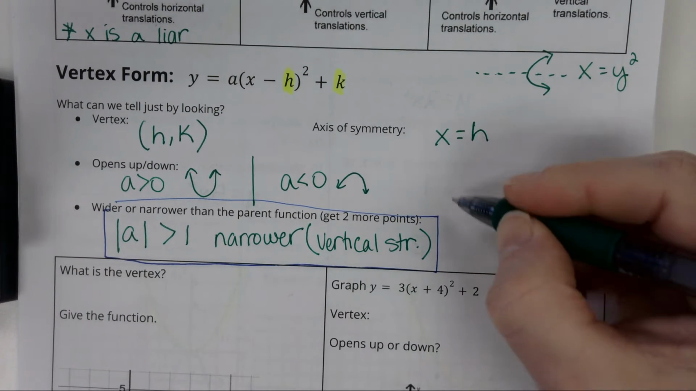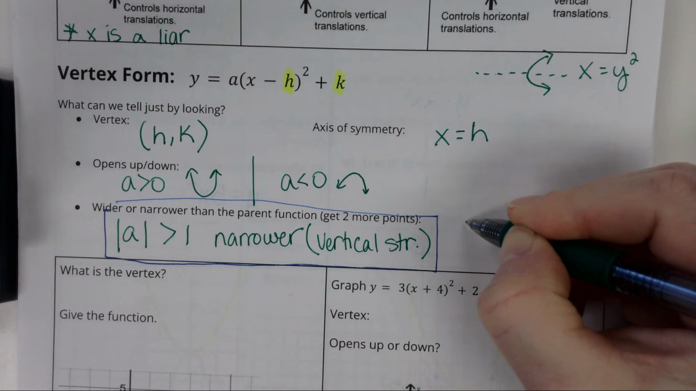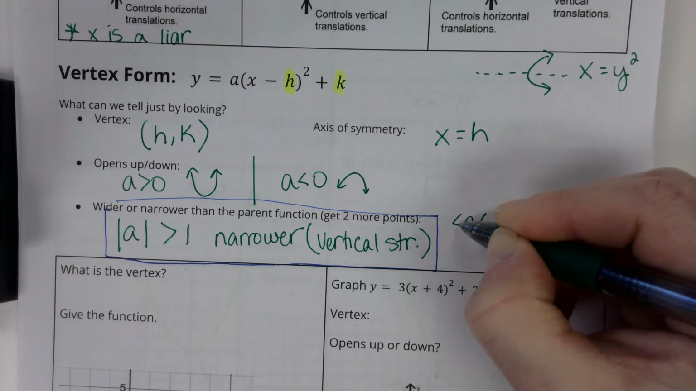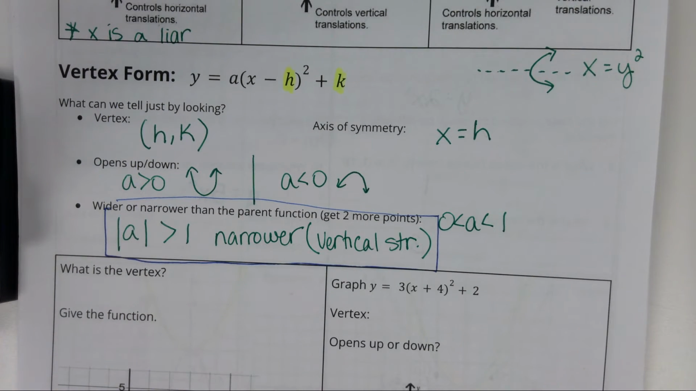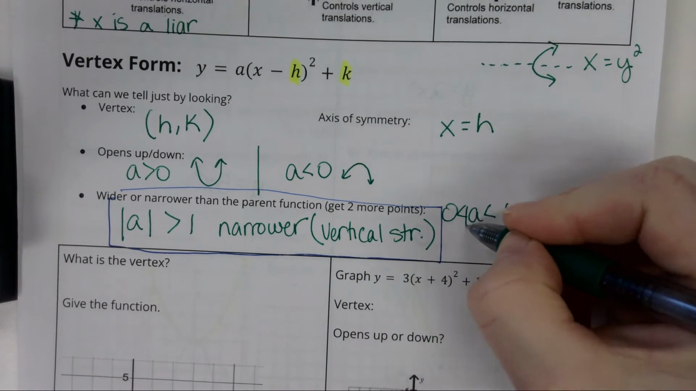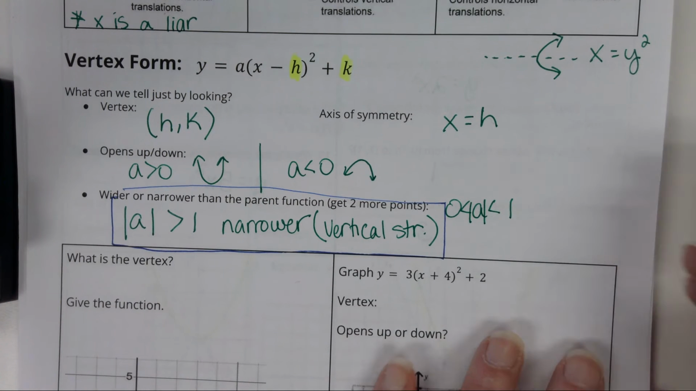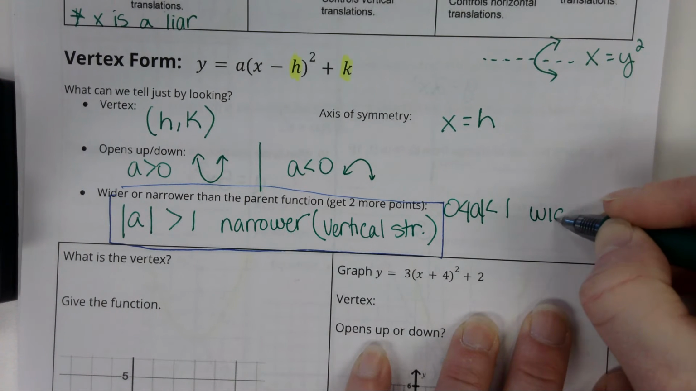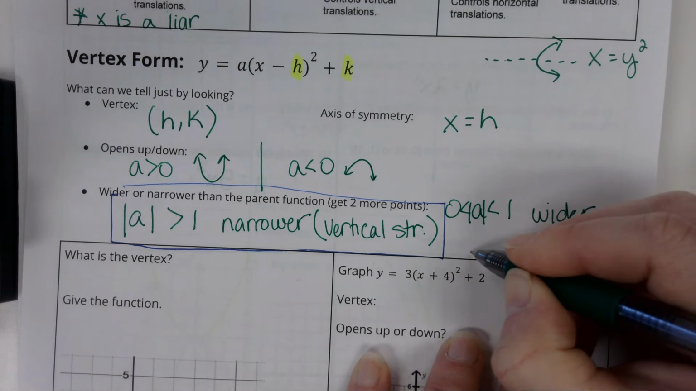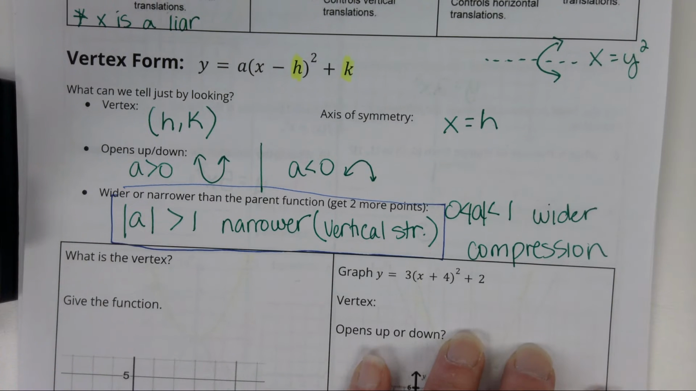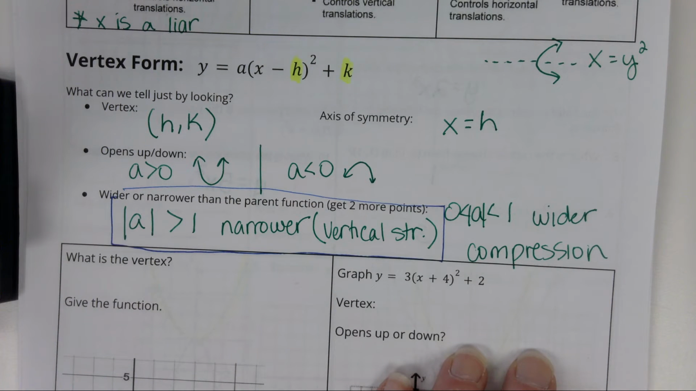If the absolute value of A is between 0 and 1, it's like a decimal, like 0.5 or 1/3 or 2/3 or 0.7, then it gets wider. We call that a compression. Gosh, that's bad handwriting. Can you see what that means? I'm going to rewrite that right here.